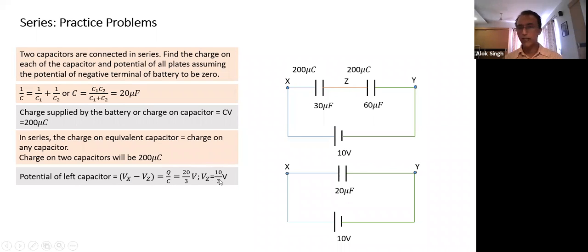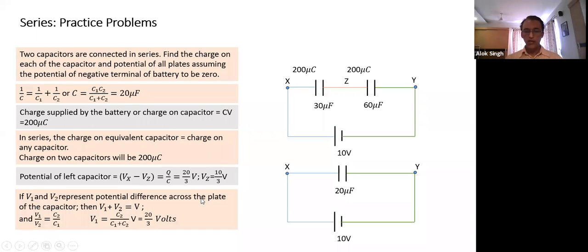So V2 will come equal to 10 by 3. I could have done it a slightly different way also. V1 is the potential across the first capacitor, V2 is the potential across the second capacitor. So V1 plus V2 is equal to 10. So 10 gets shared in the form of V1 and V2. But in which proportion does it get shared? It gets shared in inverse proportion of C1 and C2.